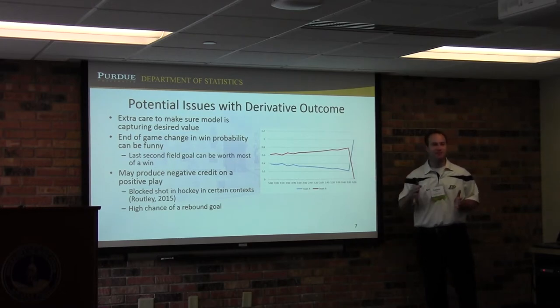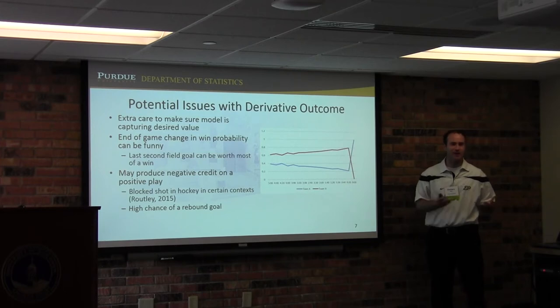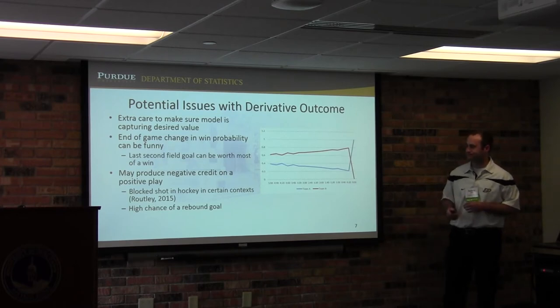So you have a jump of, say, 80%. And that's how valuable the last play was. And contextually, that makes a lot of sense. That play is really valuable. They went from being behind to winning the game. But in terms of comparing players or the value, if that's not the way you want to do it, if you're not really controlling for context, that's going to cause trouble.